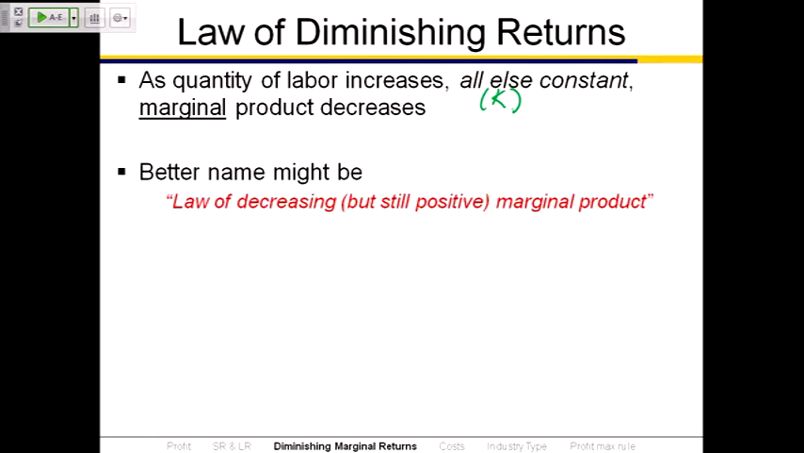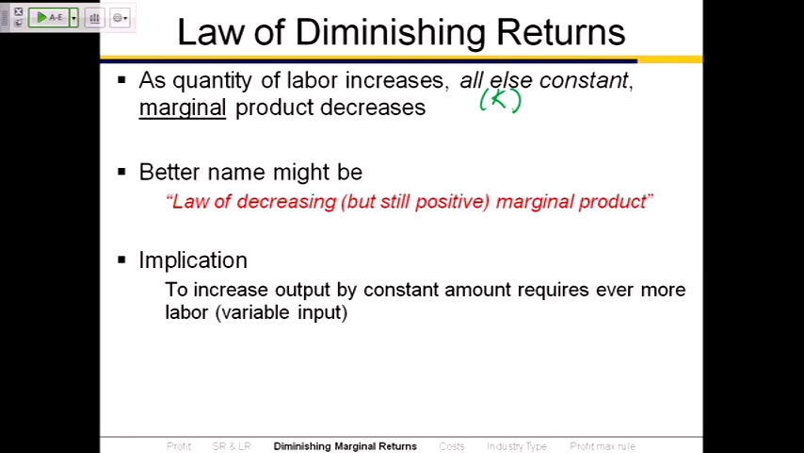I think the law of diminishing returns is not necessarily an obvious sentence or phrase. I like the law of decreasing but still positive marginal product. We're still increasing the total amount of output this business can produce. The marginal product is still positive. It's just smaller and smaller and smaller. So it's 95 instead of 120. Notice that the diminishing returns didn't kick in right away. I'll show you that in just a second.